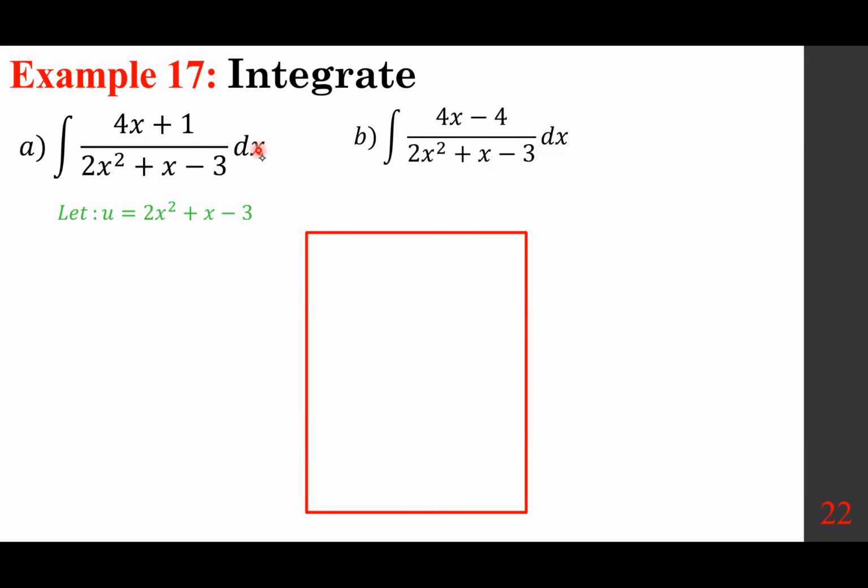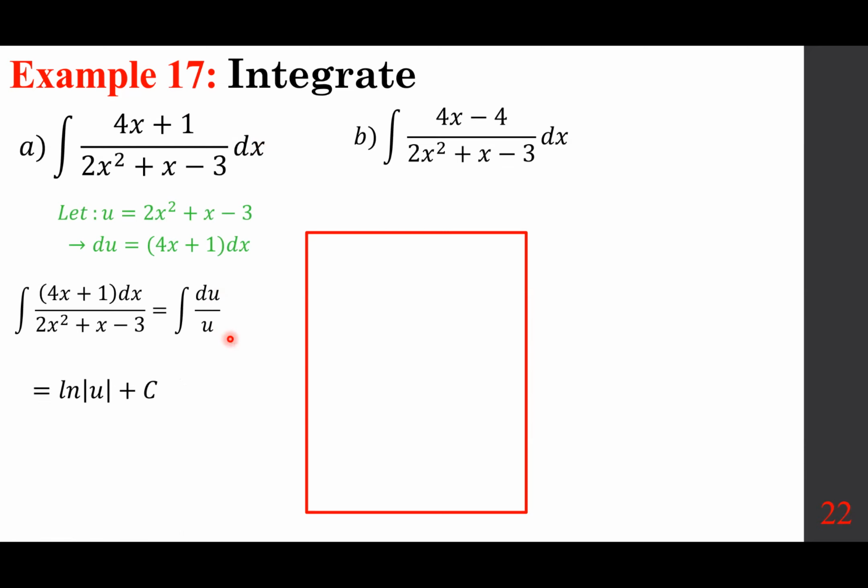Now, if I put the dx at top, I'm dealing with the integral of du over u, which is a natural log and a constant. And I can replace the u, and I'm done, and I must keep the absolute value sign because the expression can be positive or negative.